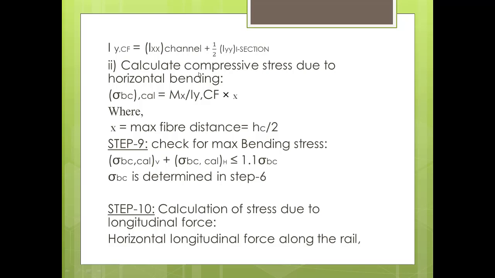Next, we have to calculate compressive stress due to horizontal bending using this formula. Sigma bc calculated we have already calculated in the previous step, in step 6. So this equals Mx by Iy of CF into X. What is X? X is the maximum fiber distance, that is Hc by 2. Now you can ask me what is Hc. So I'll show you.